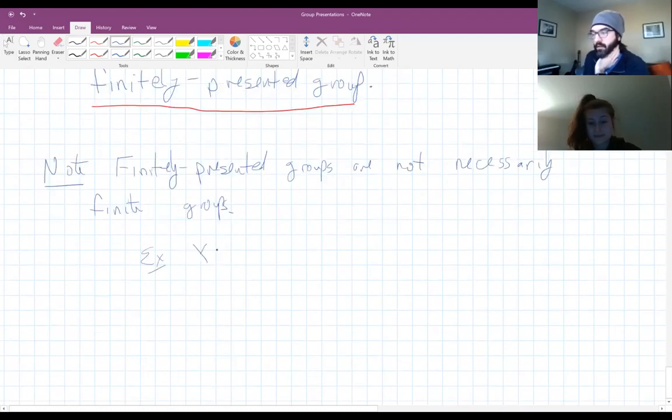Take X to be, you're going to tell me this, and R to be the empty set. To give me a finite set right here, which will generate an infinite group. So it generates an infinite group, so it never ends. Well, it has infinitely many elements in it.